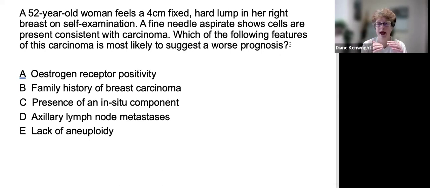So we know about prognosis in cancer now. We know that the worst prognosis is a problem with staging, right? So we know high stage leads to worse prognosis. So the worst thing she could have is distant metastases. And then the next thing she could have is axillary node metastases. And so here we have answer D, axillary node metastases.